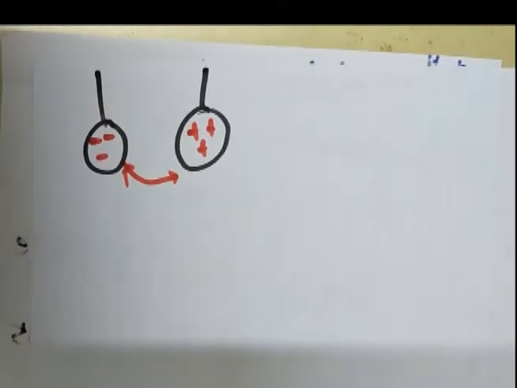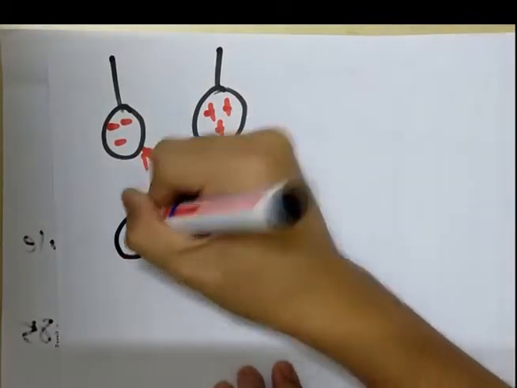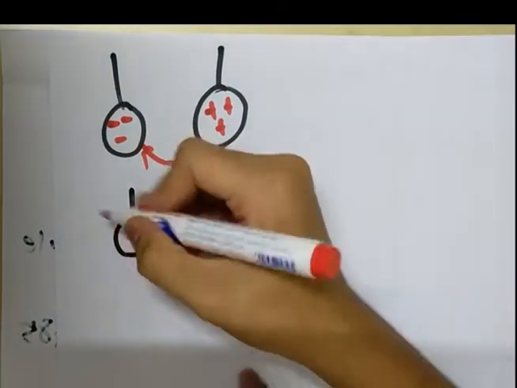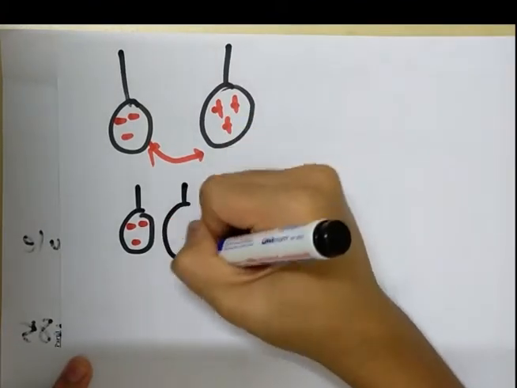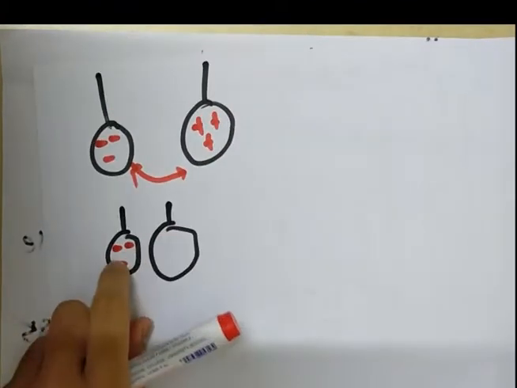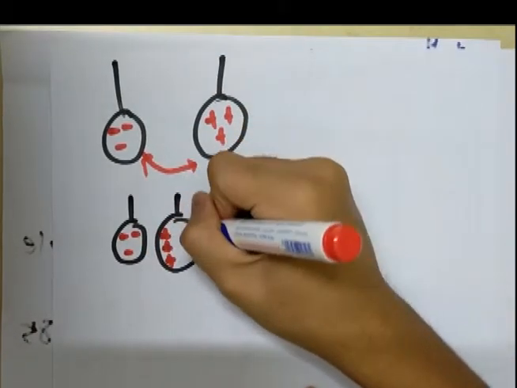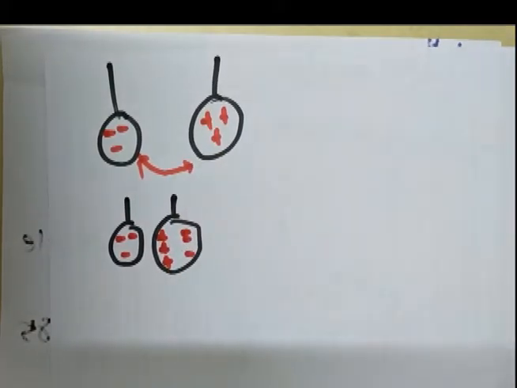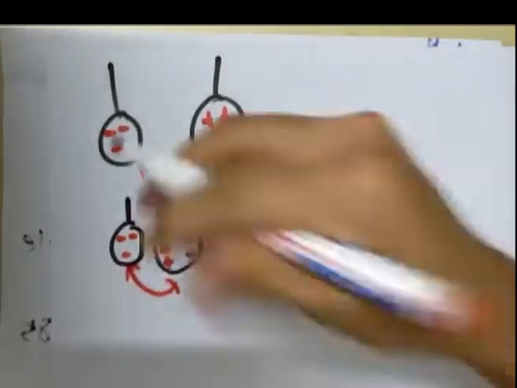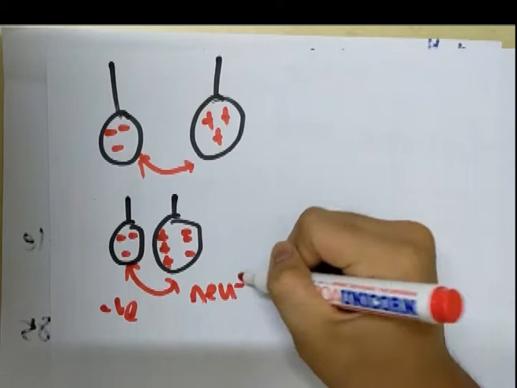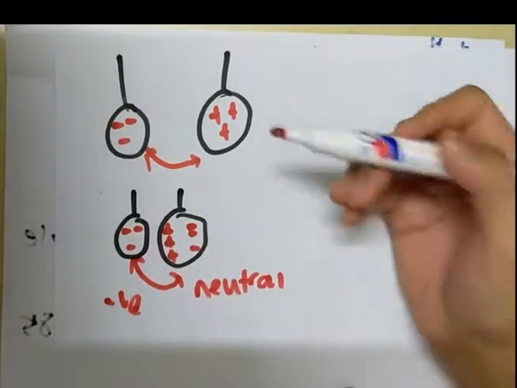Like charges repel. One more thing you have to know is that if this is a charged metal sphere, and you have an uncharged metal sphere, what will happen is that this charged metal sphere would attract your positive charges to this side and your negative charges to this side. Which basically means that a negative one and a neutral one will attract. So negative and neutral will attract, but if it's negative and negative, it will repel.